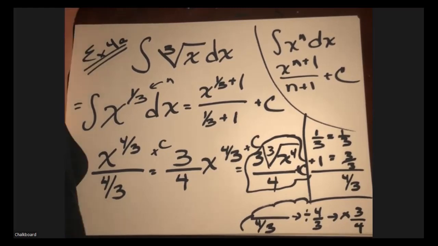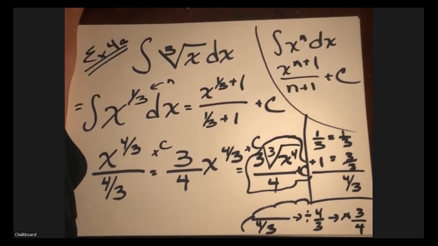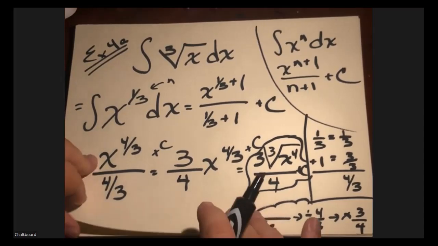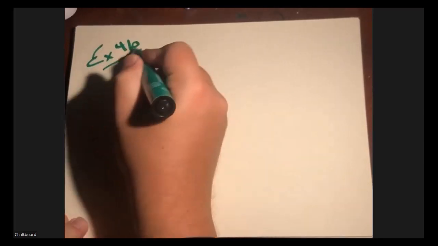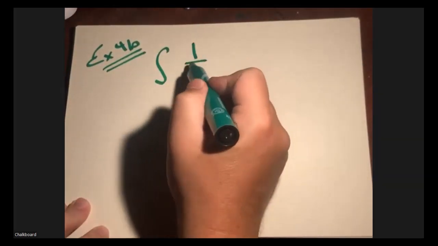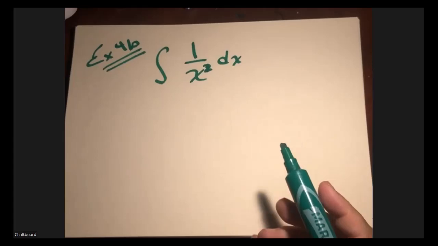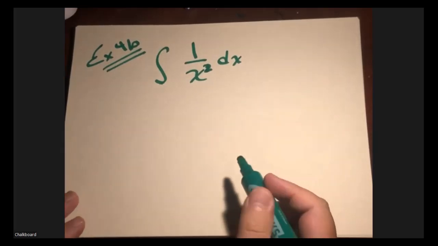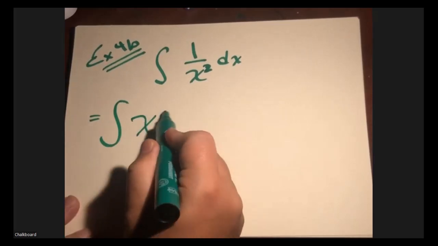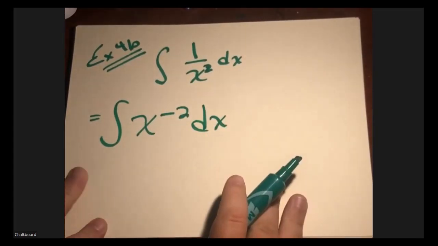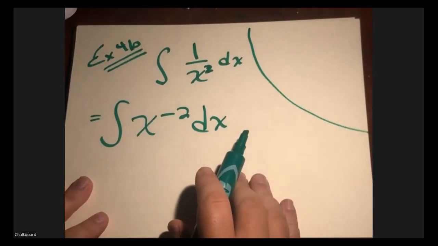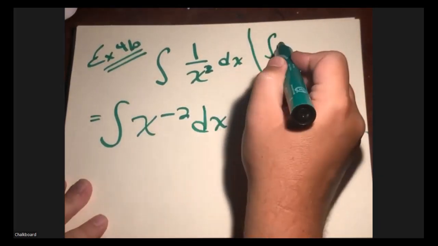Example 4b is also similar. Now we're going to include the idea of that negative exponent. Example 4b looks like this. It's the integral of 1 over x squared. Now, like we said earlier, 1 over x squared means x to the minus 2. So this is really the same question as the integral of x to the minus 2 dx, like so. Okay, and we can use that important power rule that we learned today for integration. Remember, it looks like this.